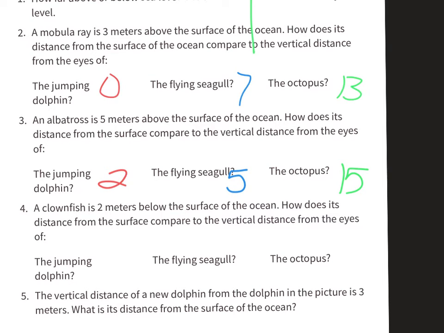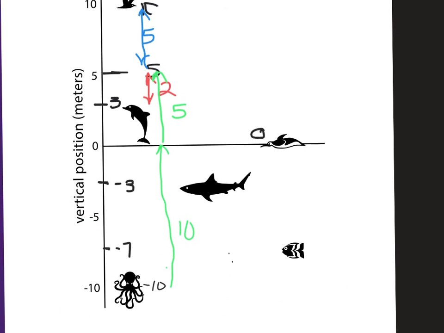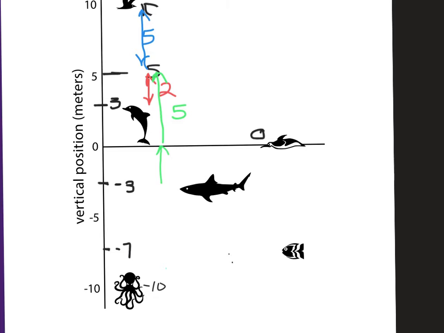And then we have a clownfish, number 4. A clownfish is 2 meters below the surface of the ocean. How does the distance from the surface compare to the distance from the dolphin, the seagull, and the octopus? All right, so let me go ahead and erase this. We don't need this anymore. Erase all that. All right.